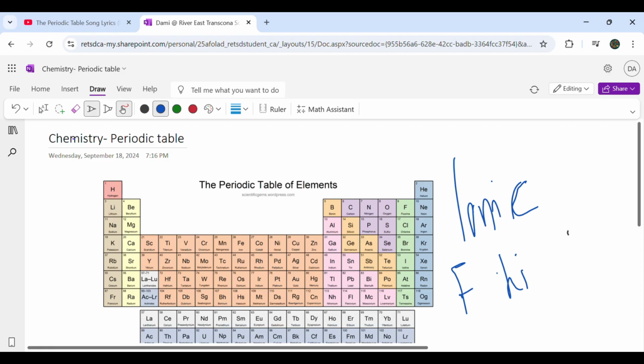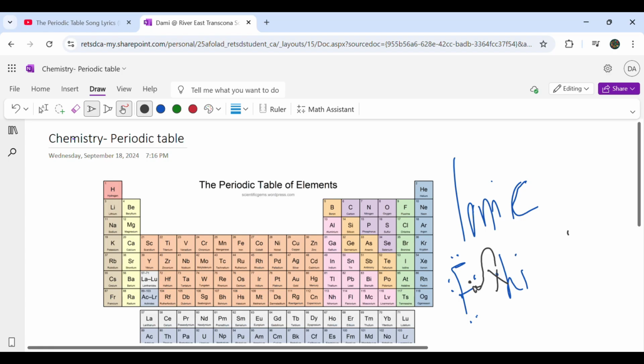Lithium has 1 valence electron, fluorine has 7. It's easier for lithium to get rid of its 1 than gain 7, and it's easier for fluorine to steal that 1 rather than get rid of its 7. That's an ionic bond.